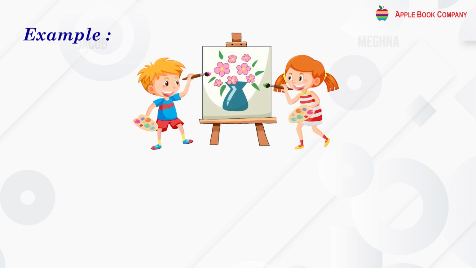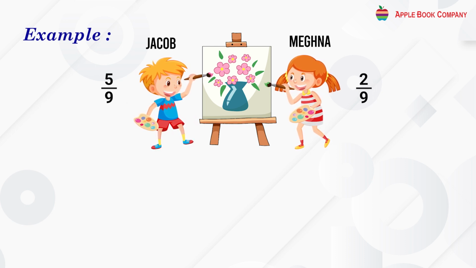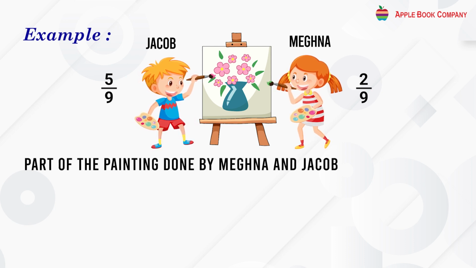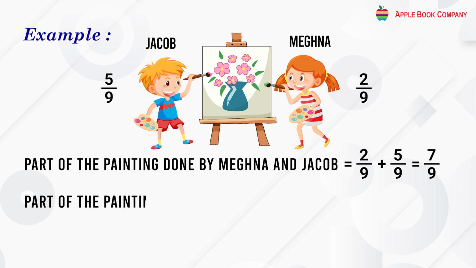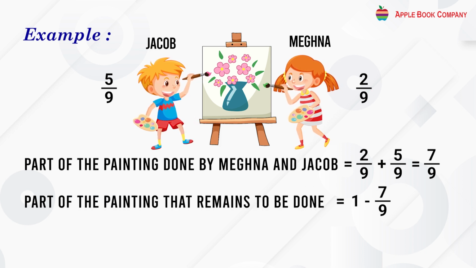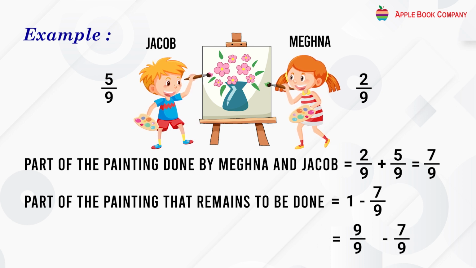Example 2. Meghna and Jacob together are working on a painting. Meghna completed 2 by 9 of the painting job and Jacob 5 by 9 of the painting job. What part of the painting is yet to be completed? Solution. Part of the painting done by Meghna and Jacob is equal to 2 by 9 plus 5 by 9, which is equal to 7 by 9. Part of the painting that remains to be done is equal to 1 minus 7 by 9. You can convert 1 as 9 by 9. 9 by 9 minus 7 by 9 is equal to 2 by 9.